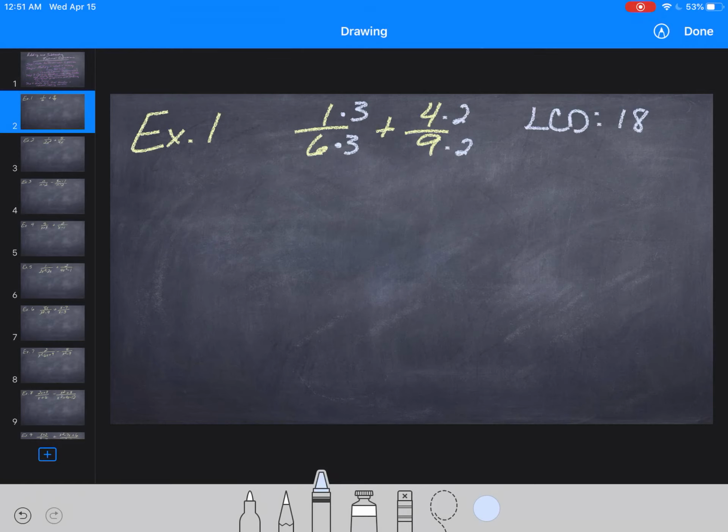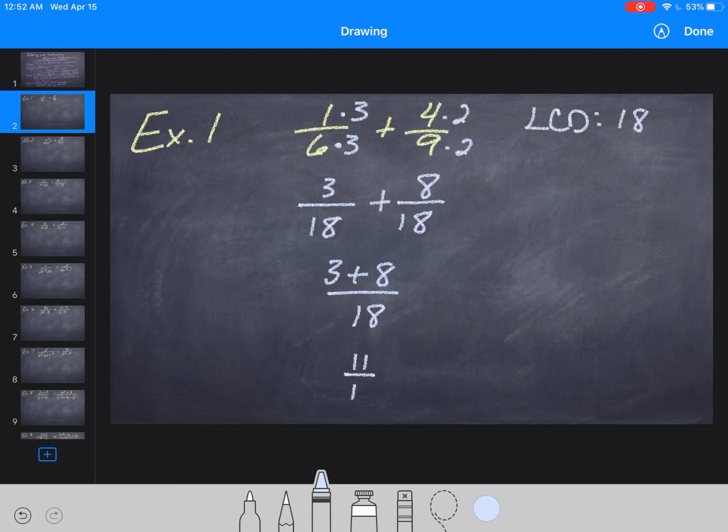Once I do that, I can see that I've changed my fractions into 3/18 plus 8/18. Once I have a common denominator, I can actually combine these into one fraction, and I can say that I have 3 plus 8, and then I write my denominator one time. So I have 3 plus 8 all over 18. Then I can combine my like terms. 3 plus 8 gives me 11, and I have 11/18.